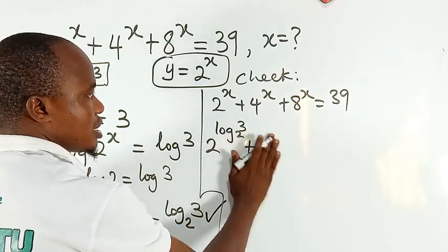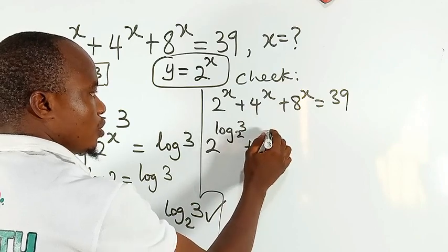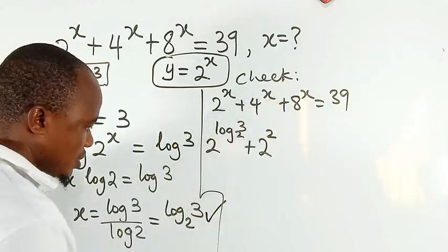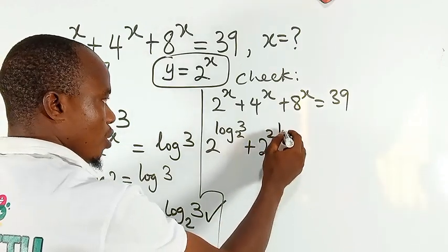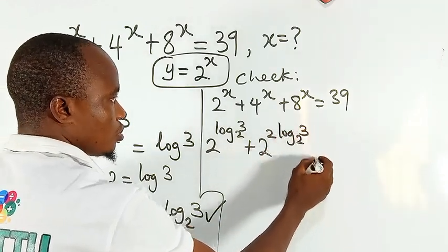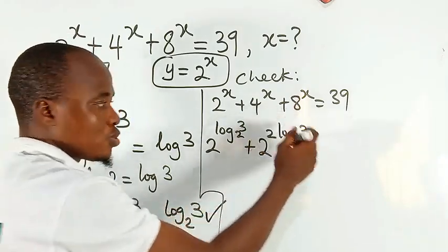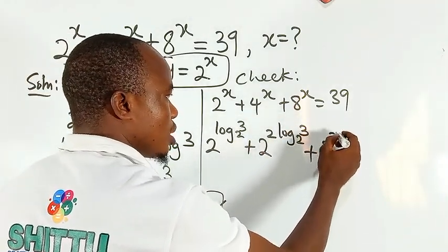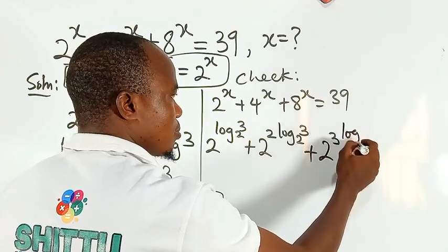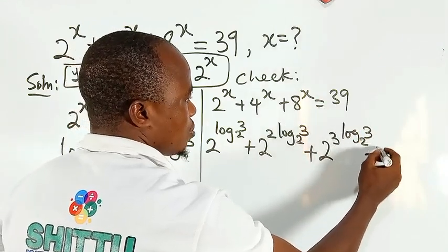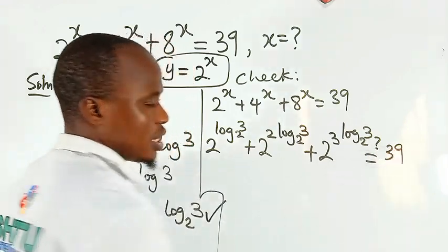And don't forget that this 4 can be 2 to the power of 2. What is x? x is this. We have log 3 base 2, then plus, don't forget that 8 also can be 2 to the power of 3. What's the value of x? Log 3 base 2. Then will all this give us 39?